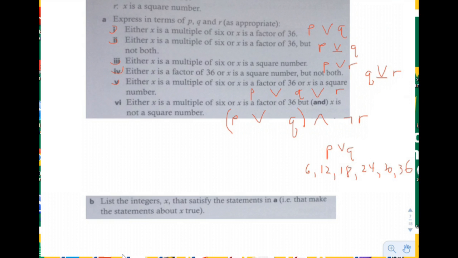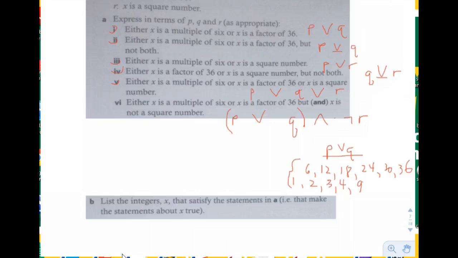And then we also need to list all the factors of 36. So that would be 1, 2, 3, 4, not 5. 6 has already been listed. Not 7, not 8, 9, not 10, 11. 12's already been listed. Not 13, not 14, not 15, not 16, not 17, 18's already been listed. So the thing that makes this true would be any multiple of 6 or any factor of 36.